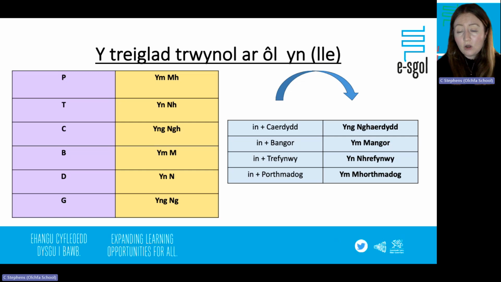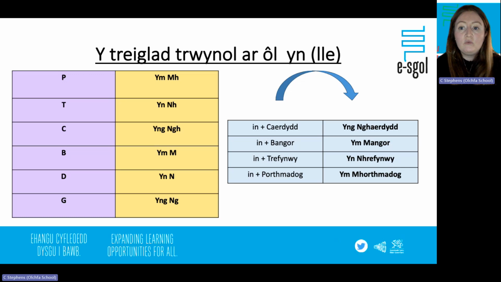So, y treiglad trwynol ar ôl yn, when it is followed by a lle. So, yn has different meanings in Welsh, but in this instance, we are looking at yn meaning in. Okay? So if we are going to use the word yn, meaning in, and we are following it by a place, a lle, a place, then we need a treiglad trwynol.